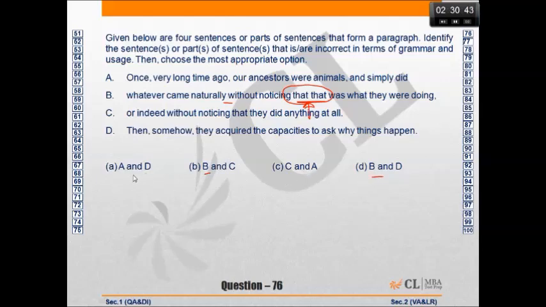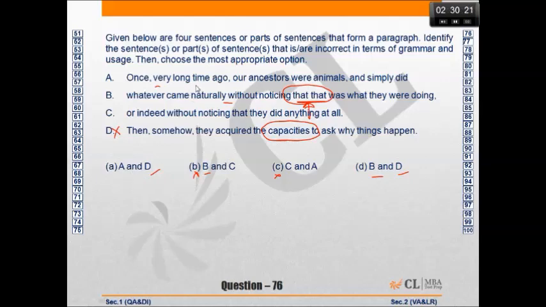Answer is either A or D or C or A. That would mean A definitely has to be incorrect. D is incorrect. I should have noticed they acquired the capacities, not capacity. Statement D is incorrect. So this or this is the answer. So these two are incorrect options. So answer is between A and B.